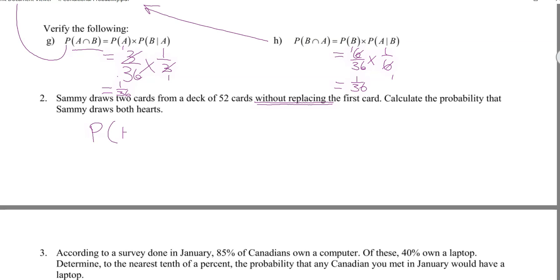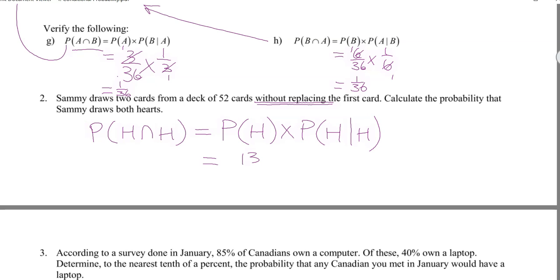So again, this is an and probability. So the probability of heart and heart is the probability of getting a heart times the probability of getting a heart given that we've got a heart. So let's just think about what that means. The probability of getting a heart is 13 out of 52. Whatever our first event is, that's basically your normal probability, that there are 13 hearts out of 52 cards.